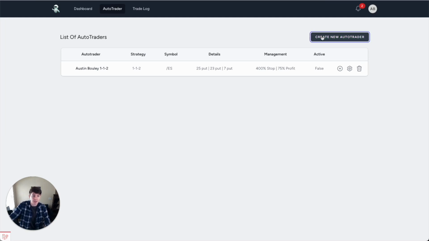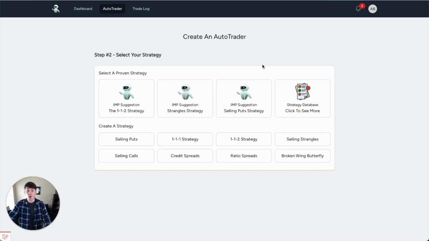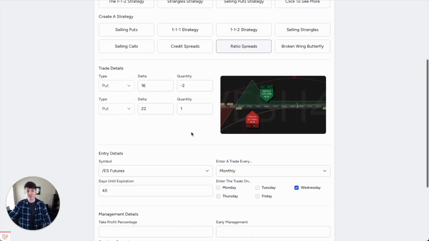But anyways, we're going to click create a new auto trader. I'm going to connect my broker. So we can see here, after connecting my account, I can go to create a strategy or select a proven preloaded one, but I'm going to select the ratio spread. It's going to show me what this looks like, where I'm going to sell 2 and buy 1. This is kind of what it looks like if you structure it normally.